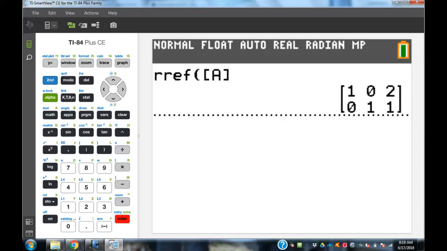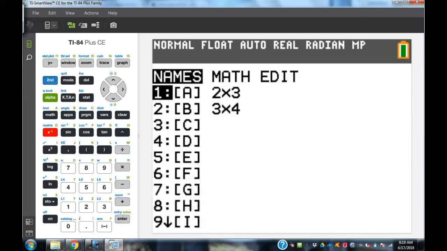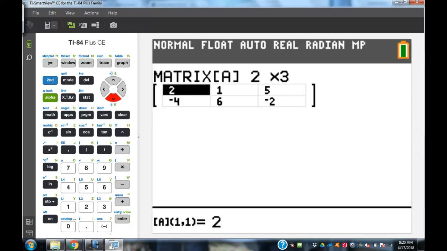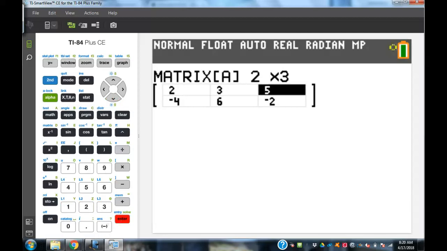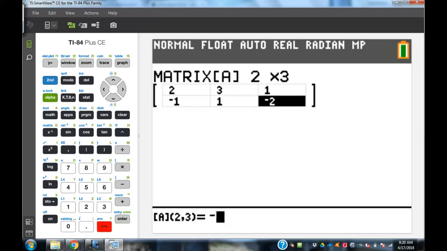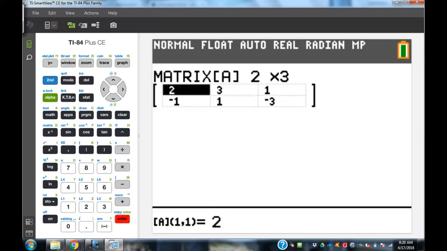the same answer. Okay, so going through that step process again, second matrix, go over to edit. I'm just going to use the one that I used before, the 2 by 3, since it's already the right size. And enter in that matrix. So 2, 3, 1, -1, 1, -3. Make sure you got all your numbers in there the right way. 2, 3, 1, -1, 1, -3. Okay. Now what do I do?